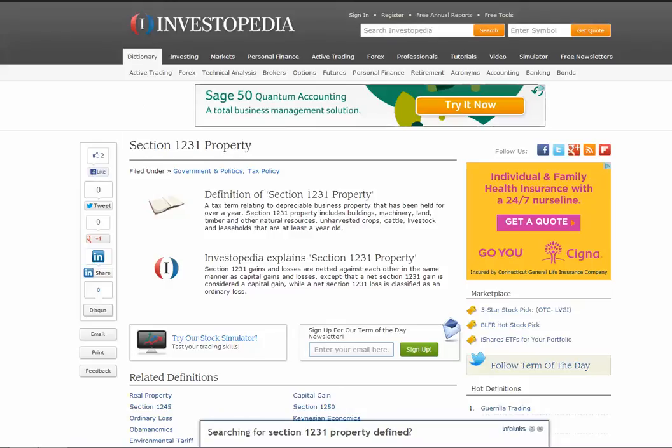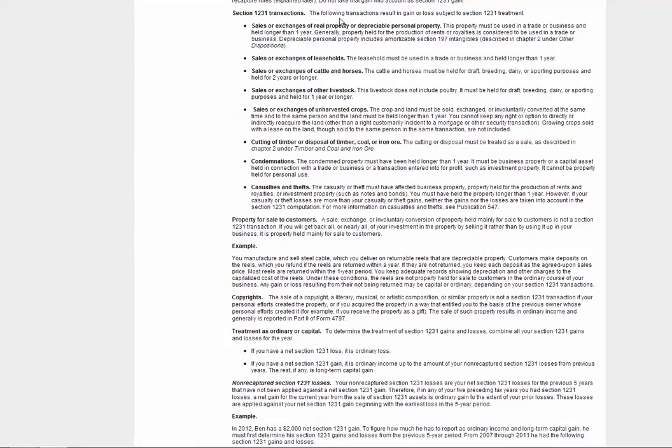We got this. Let's go straight to the IRS. Now, this is Publication 544. IRS says Section 1231 transactions: the following transactions result in gains or losses subject to 1231 treatment. Sales and exchanges of real property or depreciable personal property. This property must be used in a trade or business and held for longer than 1 year. Generally, property held for production of rents and royalties is considered to be used in a trade or business.